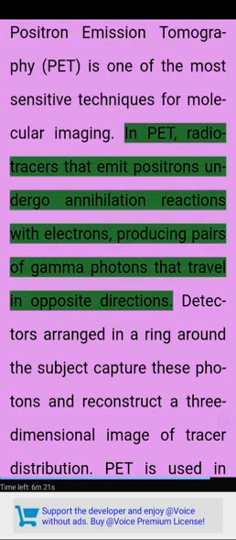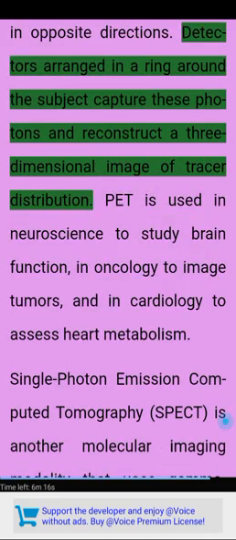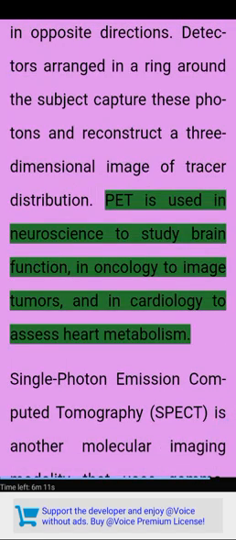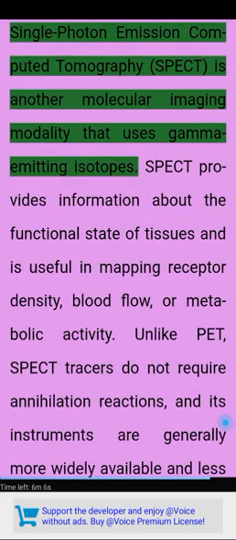In PET, radiotracers that emit positrons undergo annihilation reactions with electrons, producing pairs of gamma photons that travel in opposite directions. Detectors arranged in a ring around the subject capture these photons and reconstruct a three-dimensional image of tracer distribution. PET is used in neuroscience to study brain function, in oncology to image tumors, and in cardiology to assess heart metabolism. Single photon emission computed tomography (SPECT) is another molecular imaging modality that uses gamma-emitting isotopes.